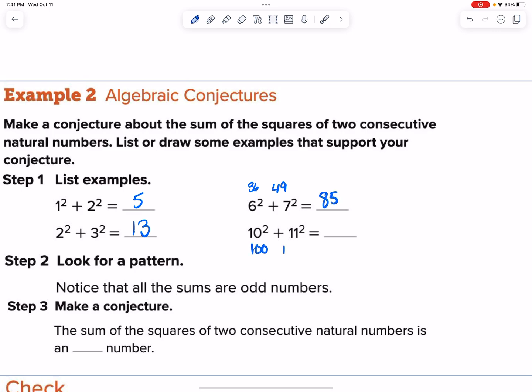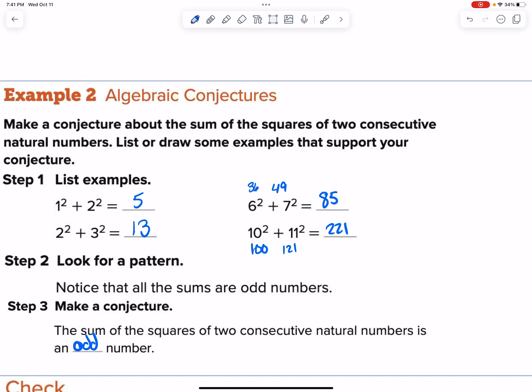10 squared is 100. 11 squared is 121. We add those together and we get 221. So it says, notice that all of those are odd numbers. So the sum of the squares of 2 consecutive natural numbers is always going to be an odd number.